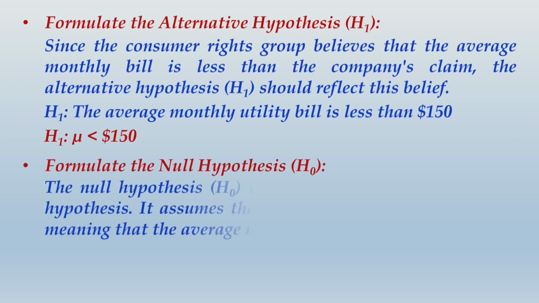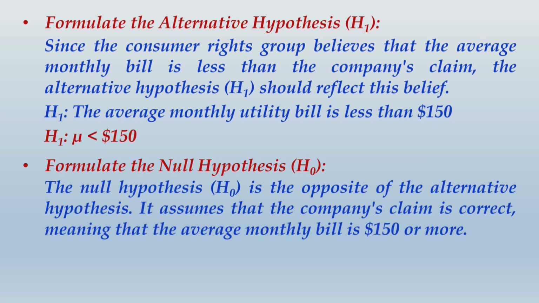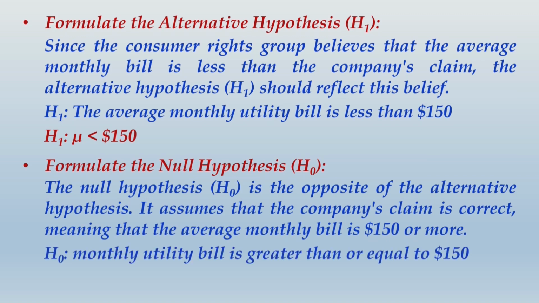Now based on that you will formulate the null hypothesis. The null hypothesis H0 is the opposite of the alternative hypothesis. It assumes that the company's claim is correct, meaning that the average monthly bill is $150 or more. So H0 will be stated as mu greater than or equal to $150. So please write up this as well and then I take you ahead.